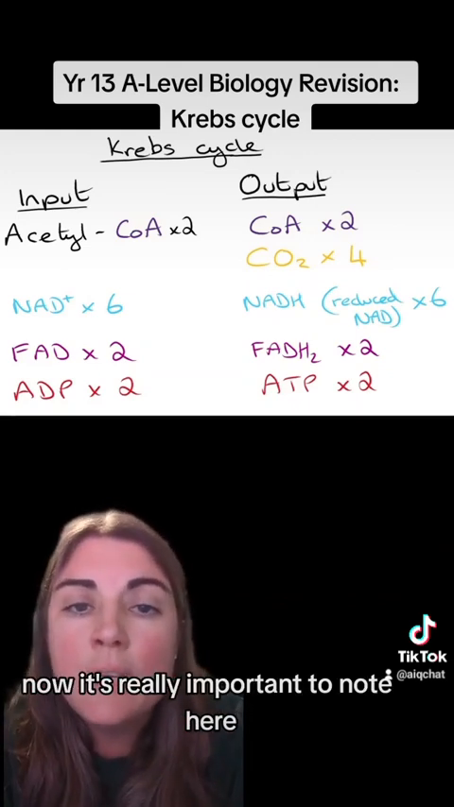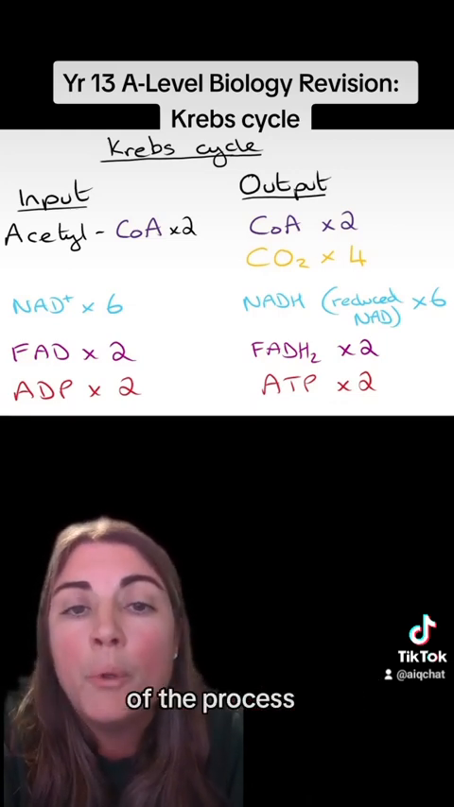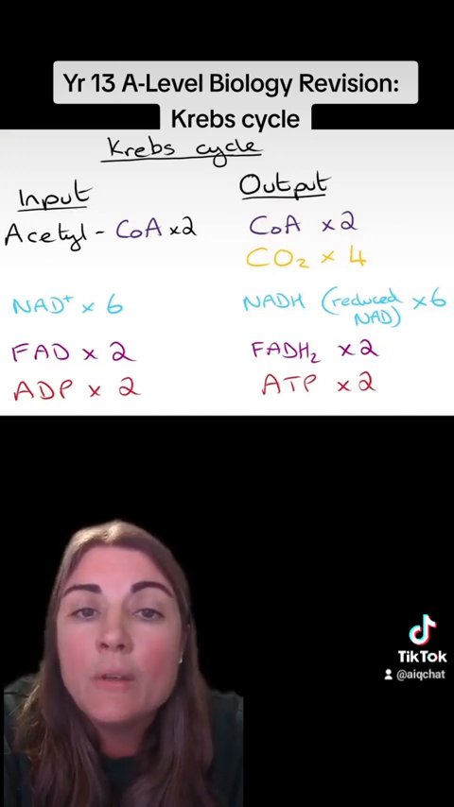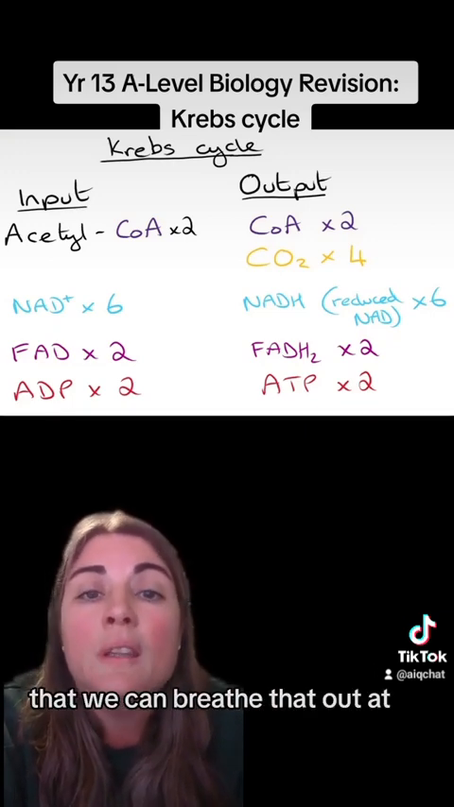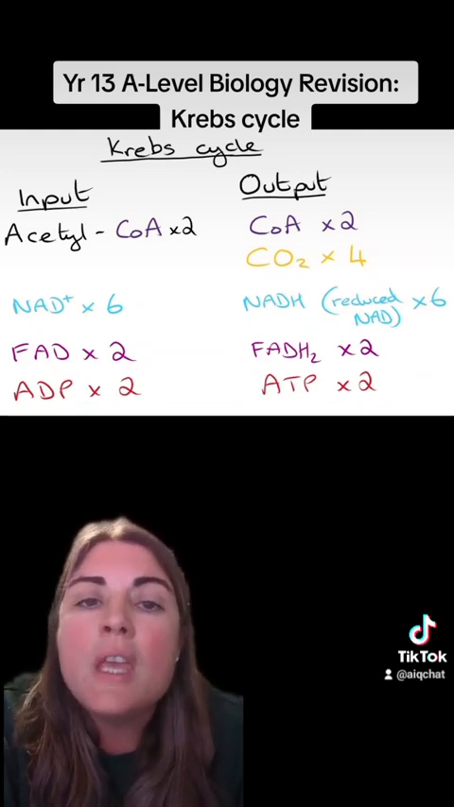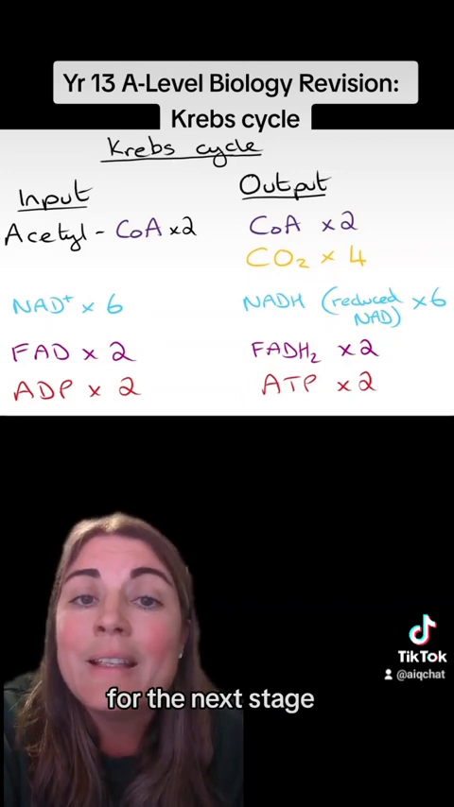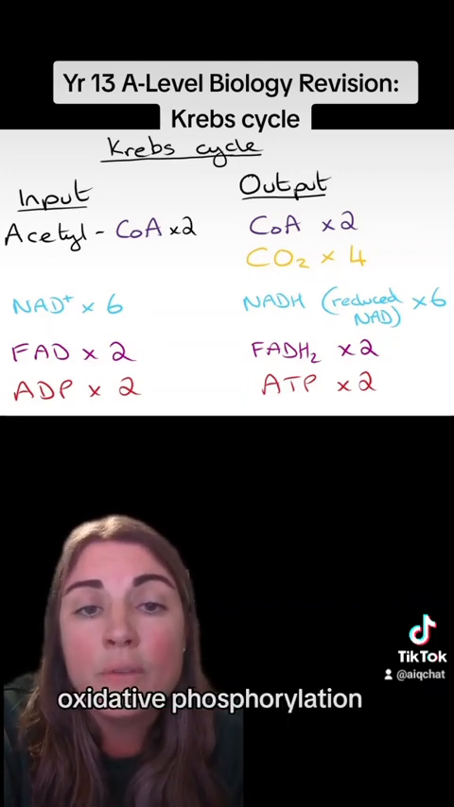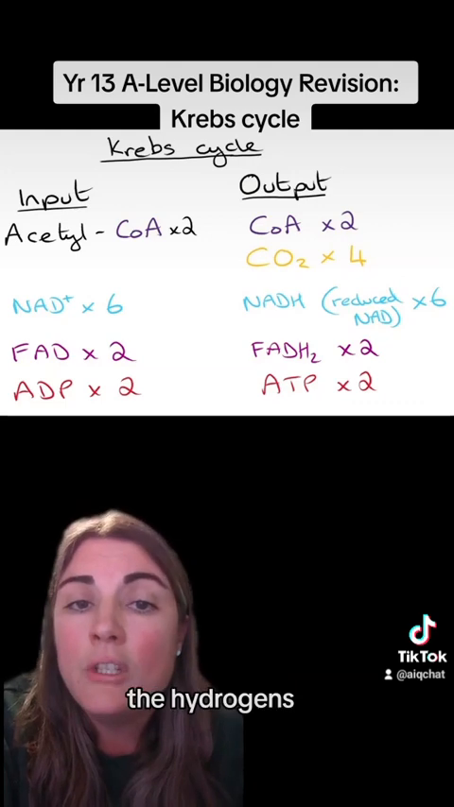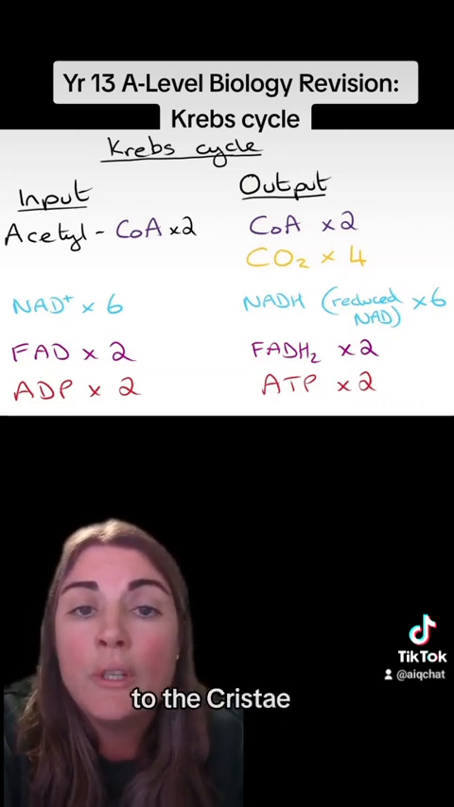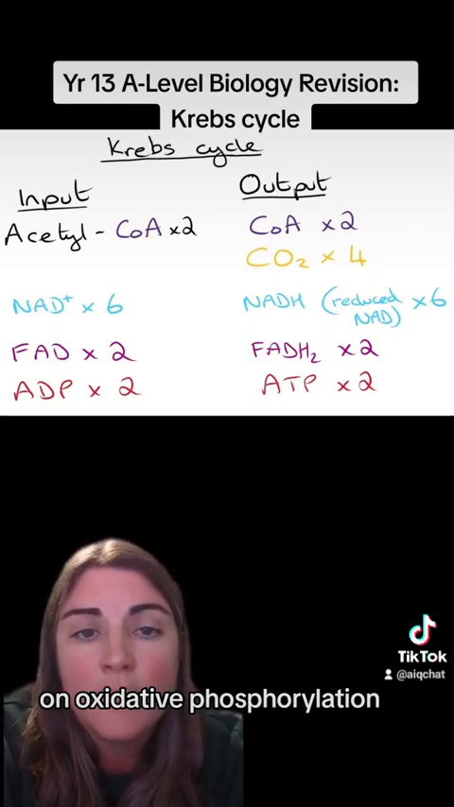Now, it's really important to note here that carbon dioxide is a waste product. So carbon dioxide is not necessary for any part of the process. So carbon dioxide will diffuse out of the mitochondrion, out of the cells, and therefore be transported in the blood back to the lungs so that we can breathe that out when we do our ventilation. The reduced NAD, the reduced FAD, is very important because they are needed for the next stage in aerobic respiration, oxidative phosphorylation. Remember, they are coenzymes. Coenzymes like taxis are picking up the hydrogens and electrons, and they're going to deliver them to the cristae where they are necessary for this next stage. So do check out my video that I will post on oxidative phosphorylation.